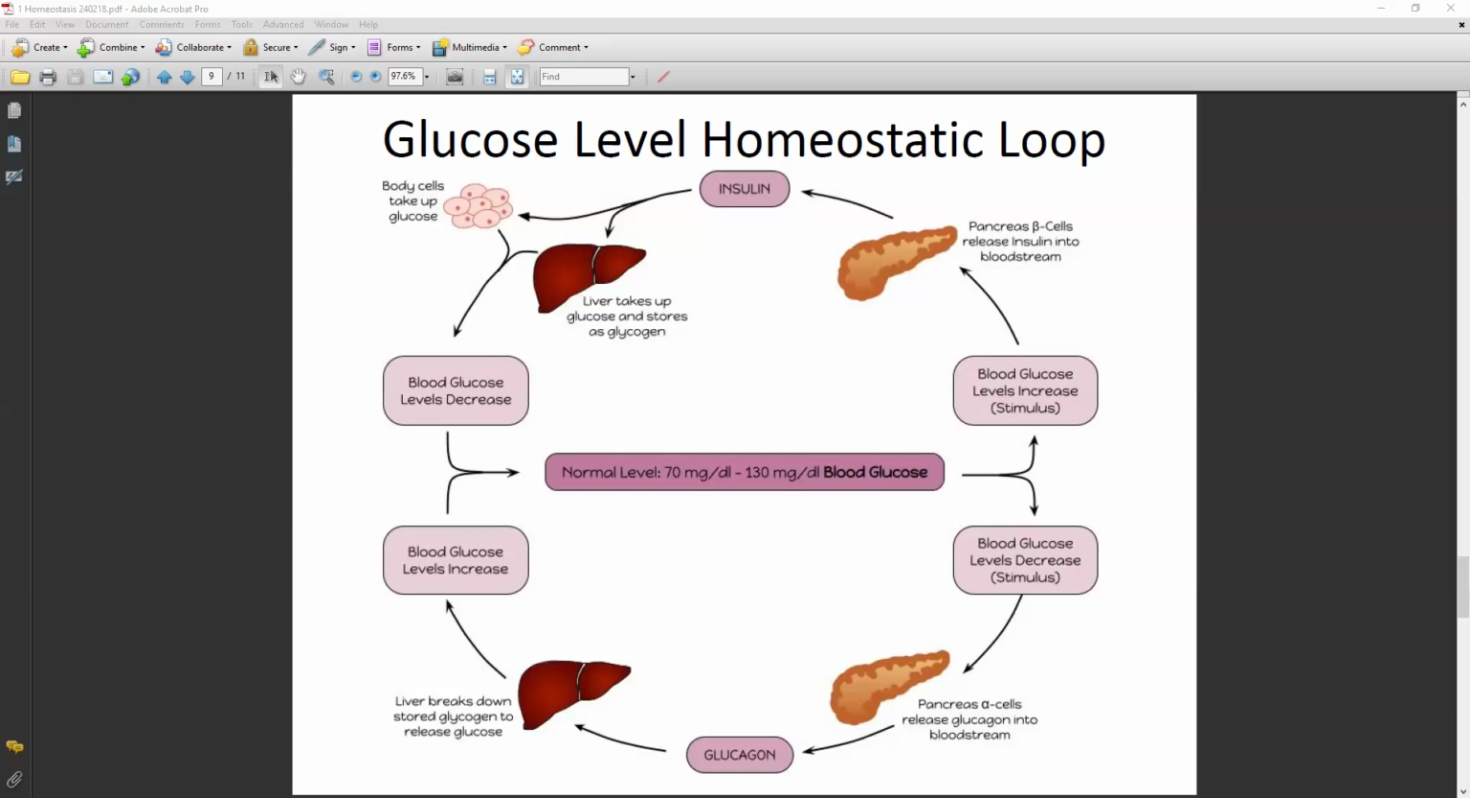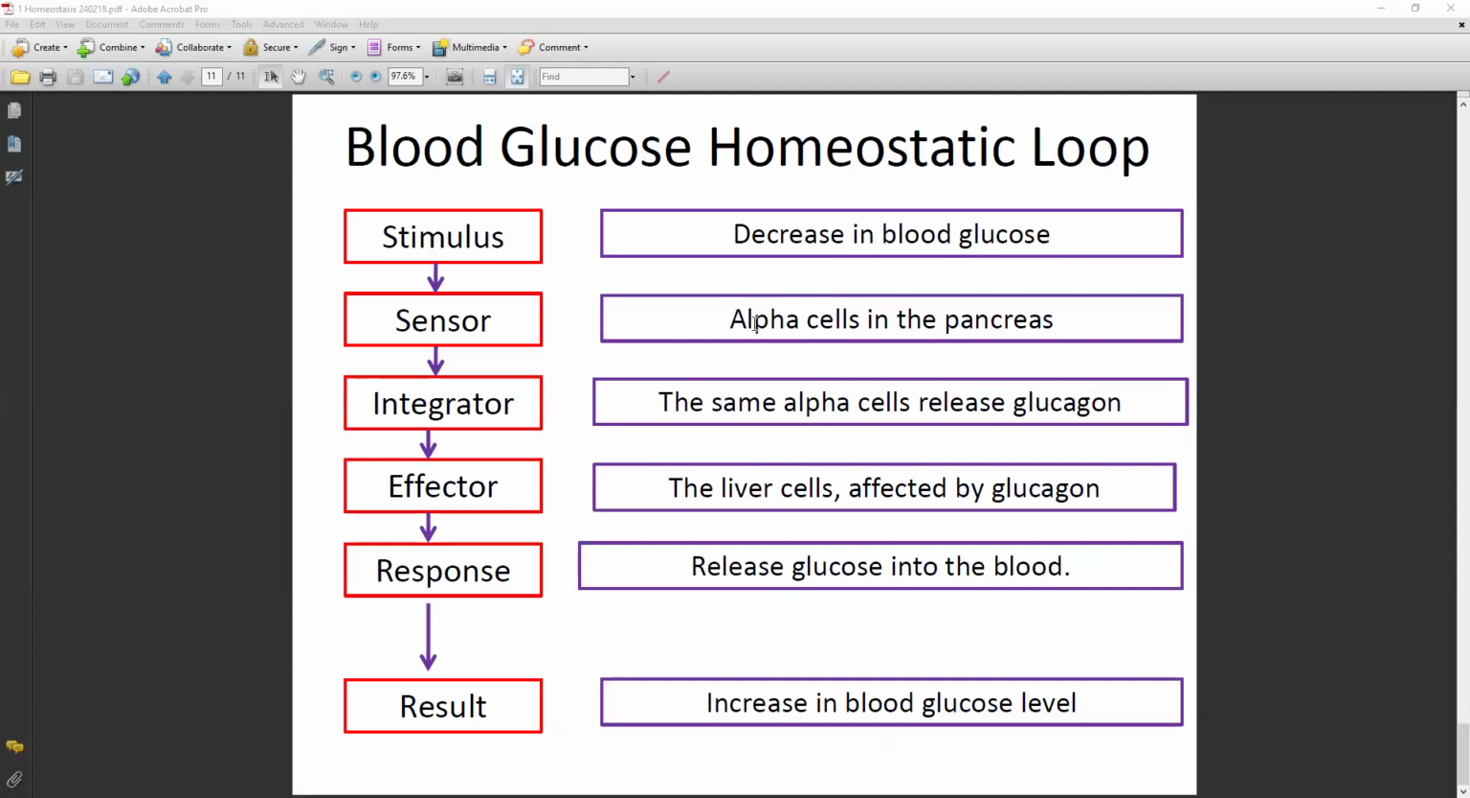All right, so if we are going to write about the homeostatic loop to correct the low blood glucose level situation, we can write something like this. Here the stimulus will be a decrease in blood glucose level. And if it's low, what is going to detect it? The thing that is going to detect it is the alpha cells in the pancreas. So this organ system has the sensor to detect the glucose level.